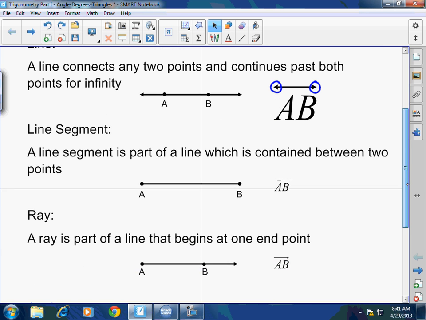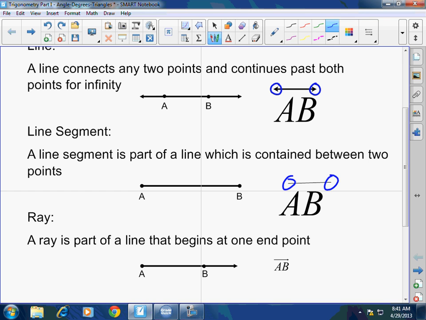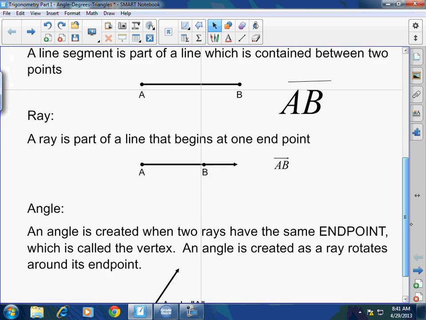A line segment is a part of a line which is contained between 2 points. So in this case, notice the difference here. There are no arrows, okay? Why are there no arrows? Because the segment is contained between 2 points. It's from point A to point B. It's that line in between there. It does not extend beyond those 2 points. Okay, that is what a line segment is. Pretty ridiculously easy so far, right, guys? Okay, that's what I thought.